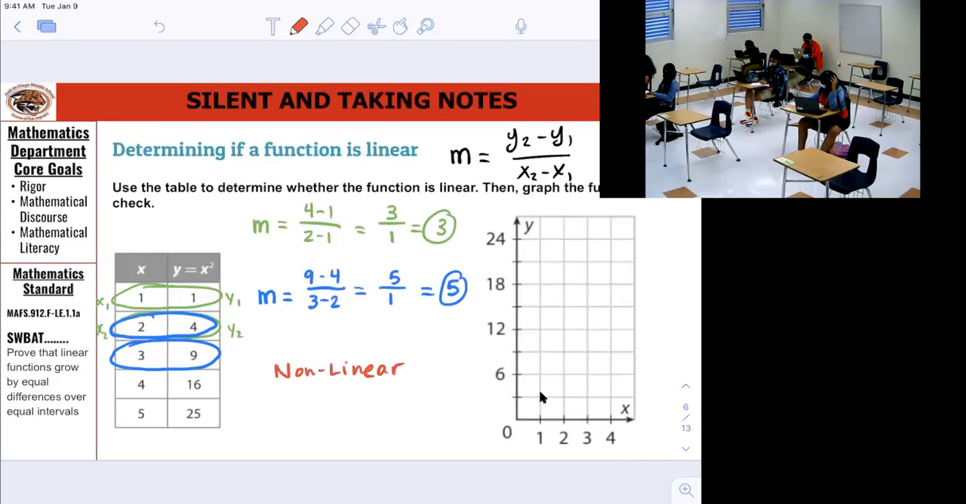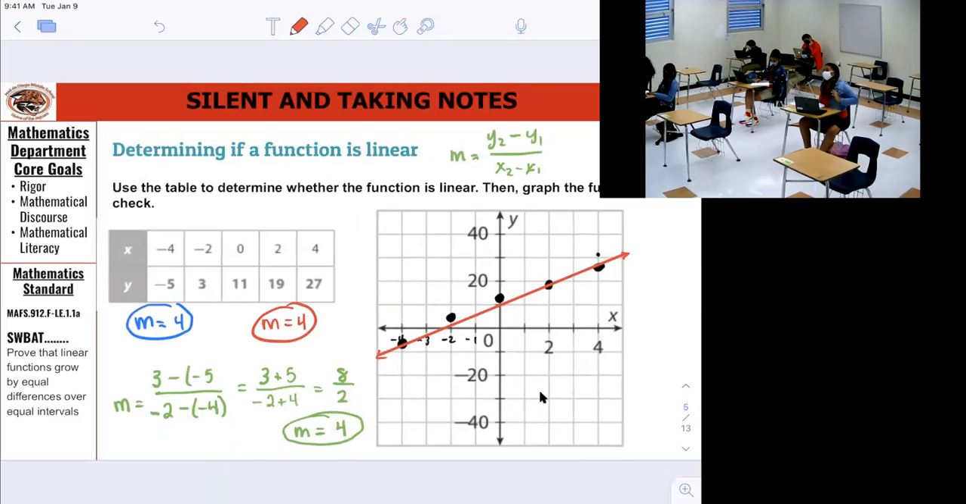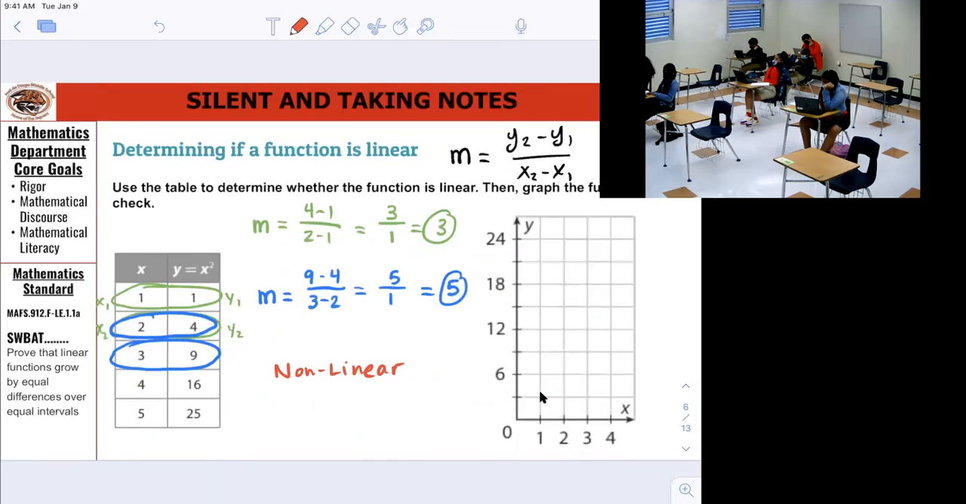Yes, go ahead. If it's linear, then that means the constant rate of change is going to be the same number. Exactly. So notice, I'll quickly go back. In this case, I got 4, I got 4, I got 4. Since I got the same number over and over, that's how I know this is linear. But here, I got 3, and then I got 5. So right off the bat, I can already tell these are not the same. So that's non-linear.